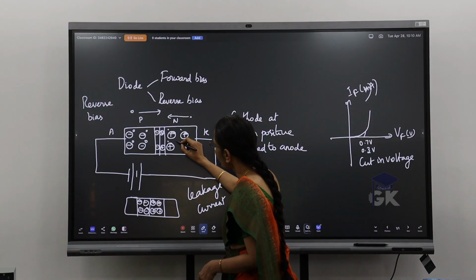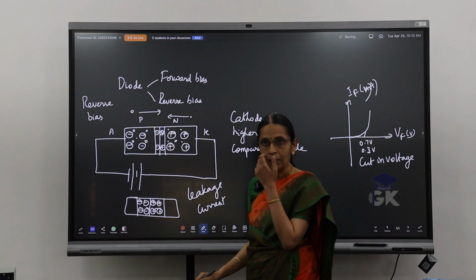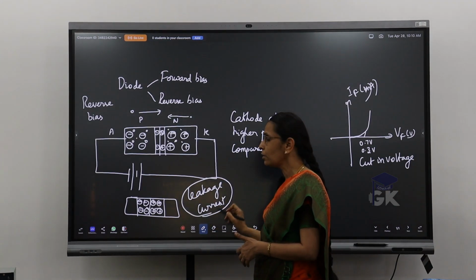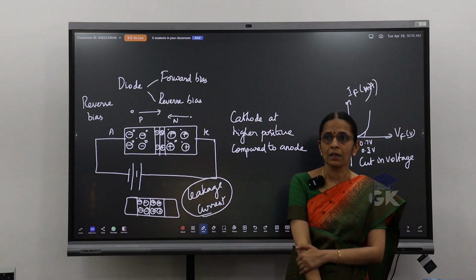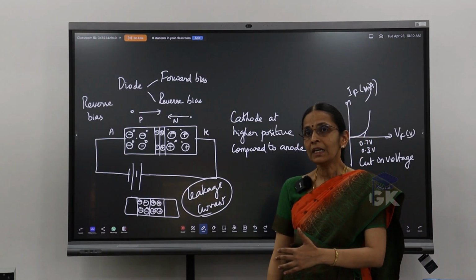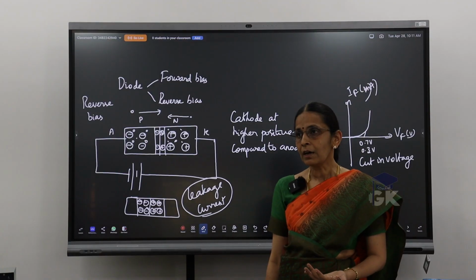I may be having a random hole here. I may be having a random electron here. So that moves and it contributes to what is called your leakage current or the reverse current. Okay. When I'm increasing this potential to a very large extent, then what happens?